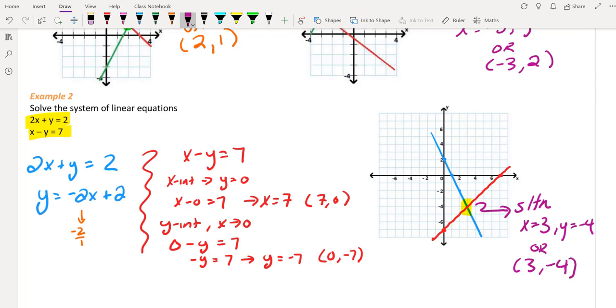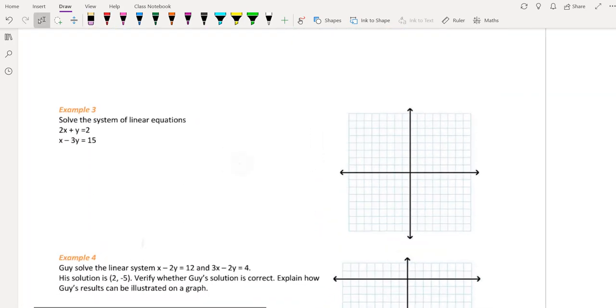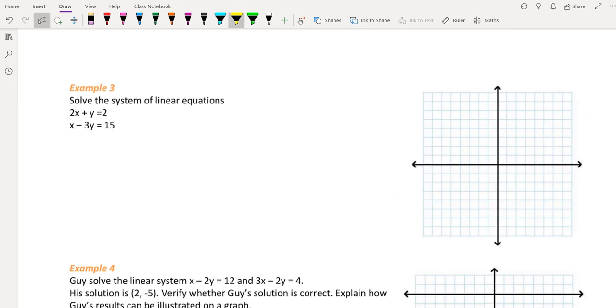Okay. So I'd like you to pause the video and try example 3. Your first step is to figure out how you want to graph this system of equations. So write it in slope y-intercept form, or you can use your x and y intercepts. Figure out whatever method you think works best for you, graph these 2 lines, and come up with a solution for this system.